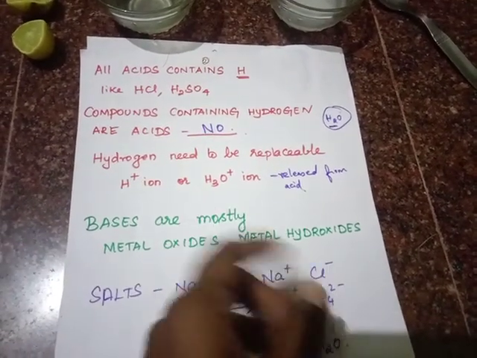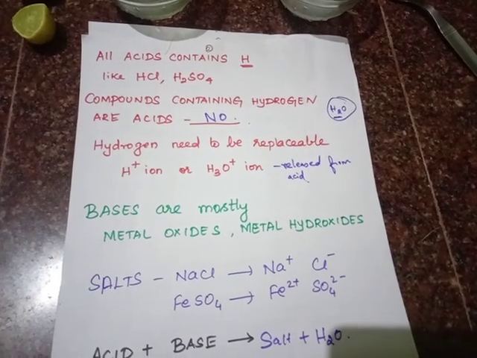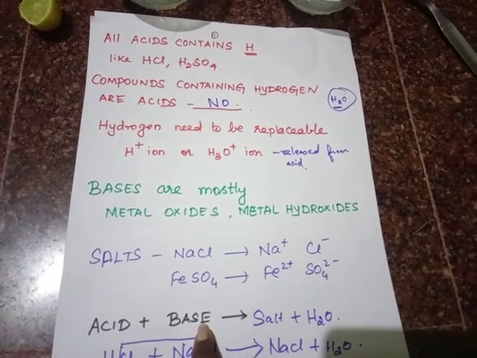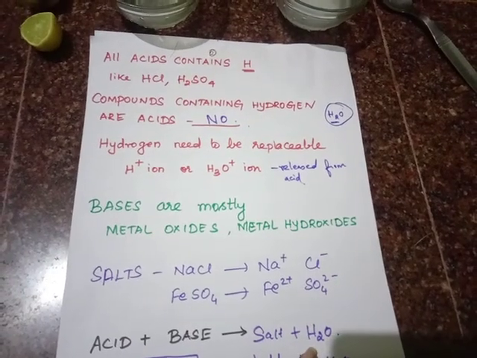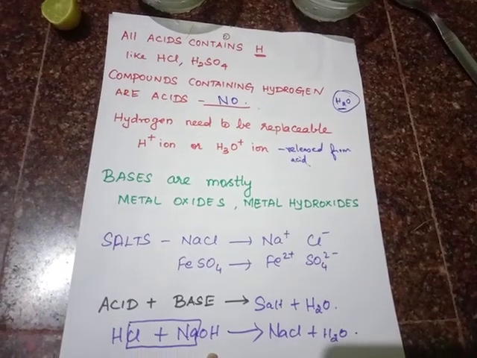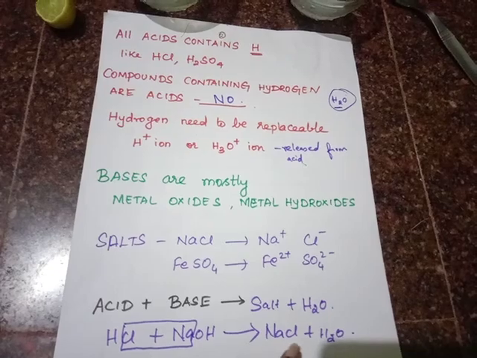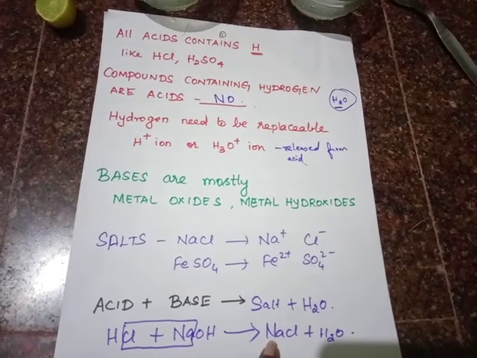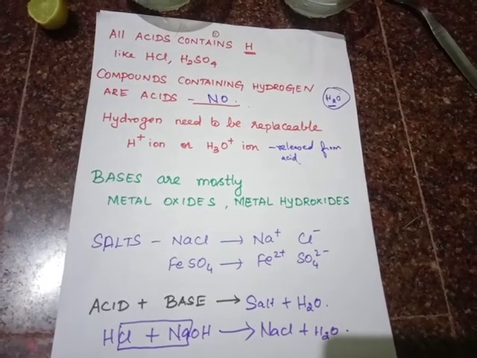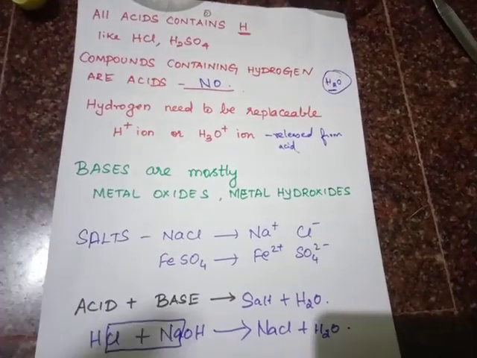Now, can you tell me what will happen when an acid and a base react together? Yes, when an acid and a base react together, they give you a salt and water. We'll take one acid like HCl and a base like NaOH. When HCl and NaOH react together, it gives you NaCl, that is a salt, along with water.